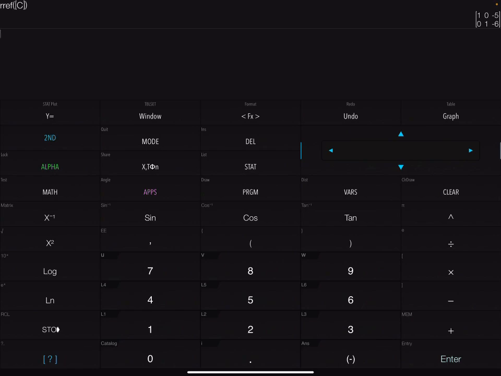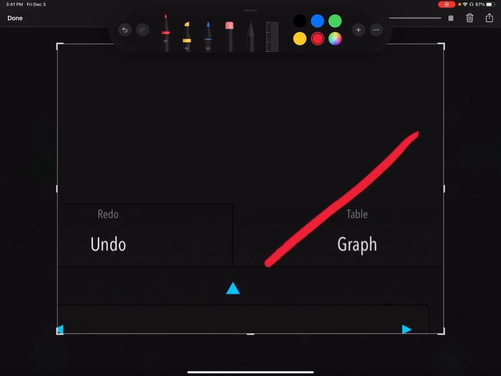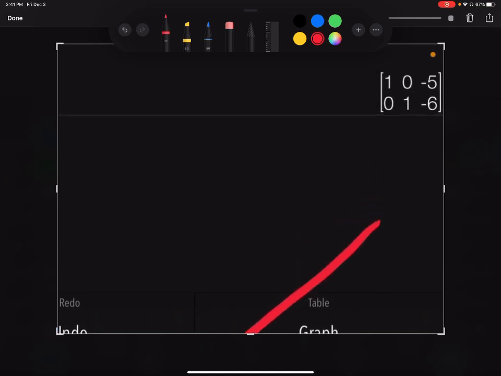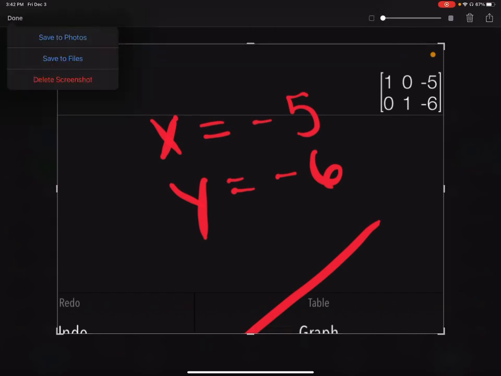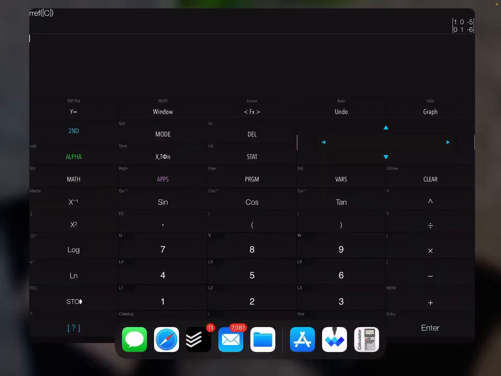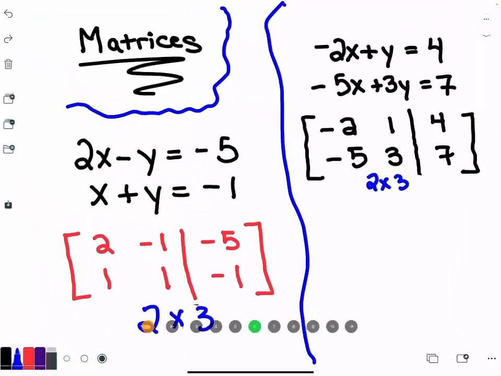In this case, my answer did not need to be changed into fraction form because it ended up being just whole numbers. So your answer here is going to be x is equal to -5 and y is equal to -6. And that is my quick lesson on how to solve a system of equations.